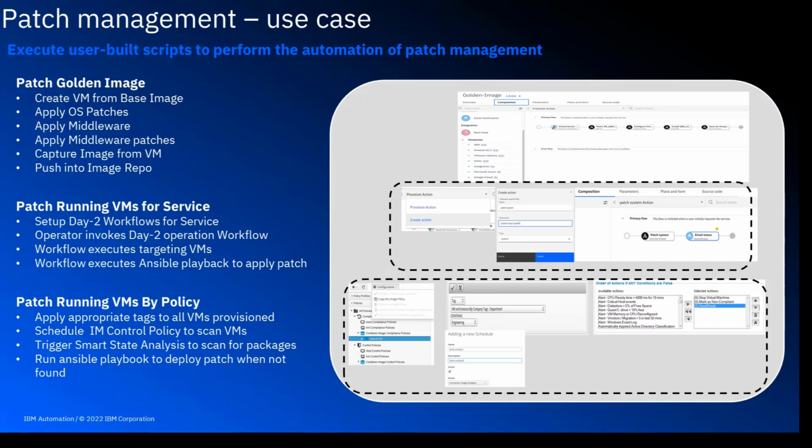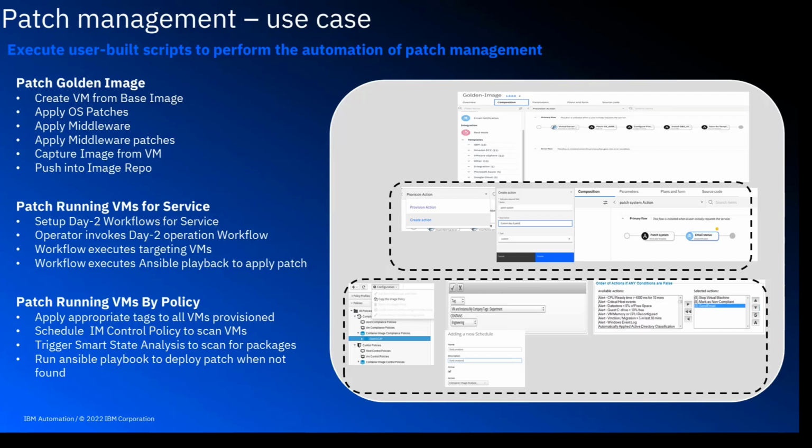One is the patching of the golden image that is used to create VMs. So just like any initial VM provisioning, you can use the Ansible and Terraform integration that we have in IA to take a VM from an image, apply patches to it, and then save that VM as a new image that represents the updated patched image that will be used to create VMs in the future. So that's one use case that is supported.